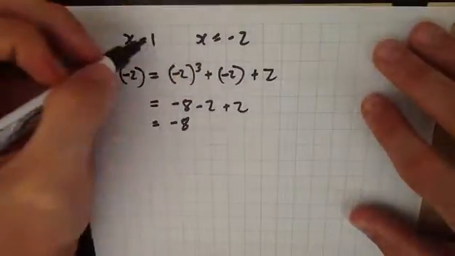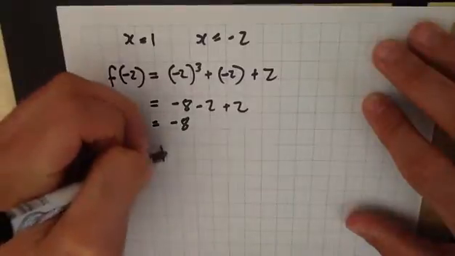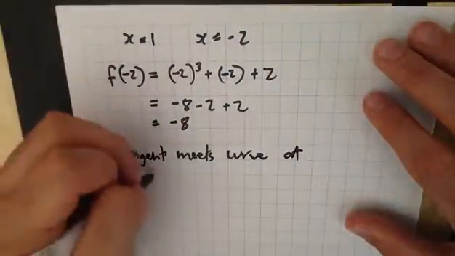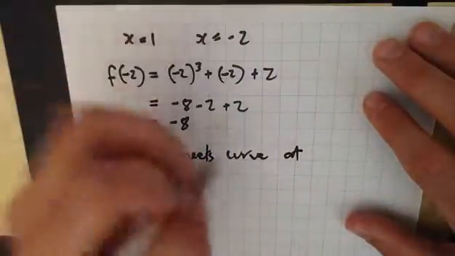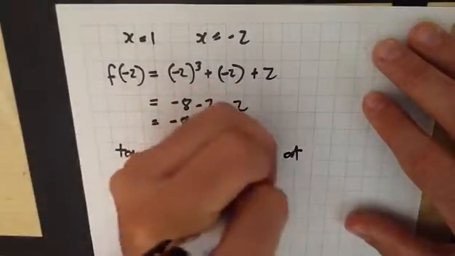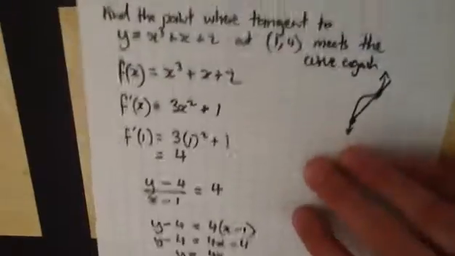Okay, so I know the tangent meets the curve at 1 and 4, which we're given at the start of the question, and then at negative 2, negative 8. Okay, so I'll just put this back here so you can see what was done.